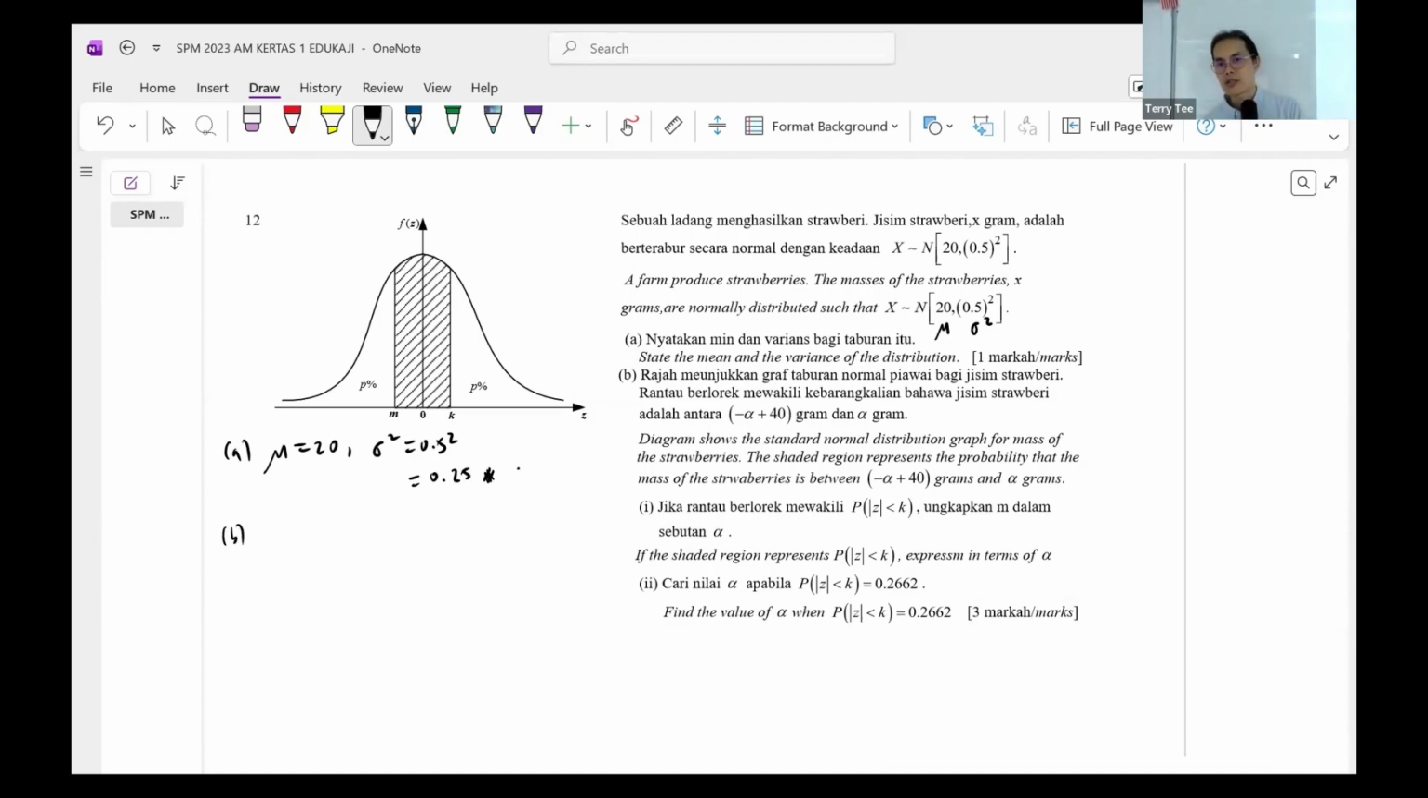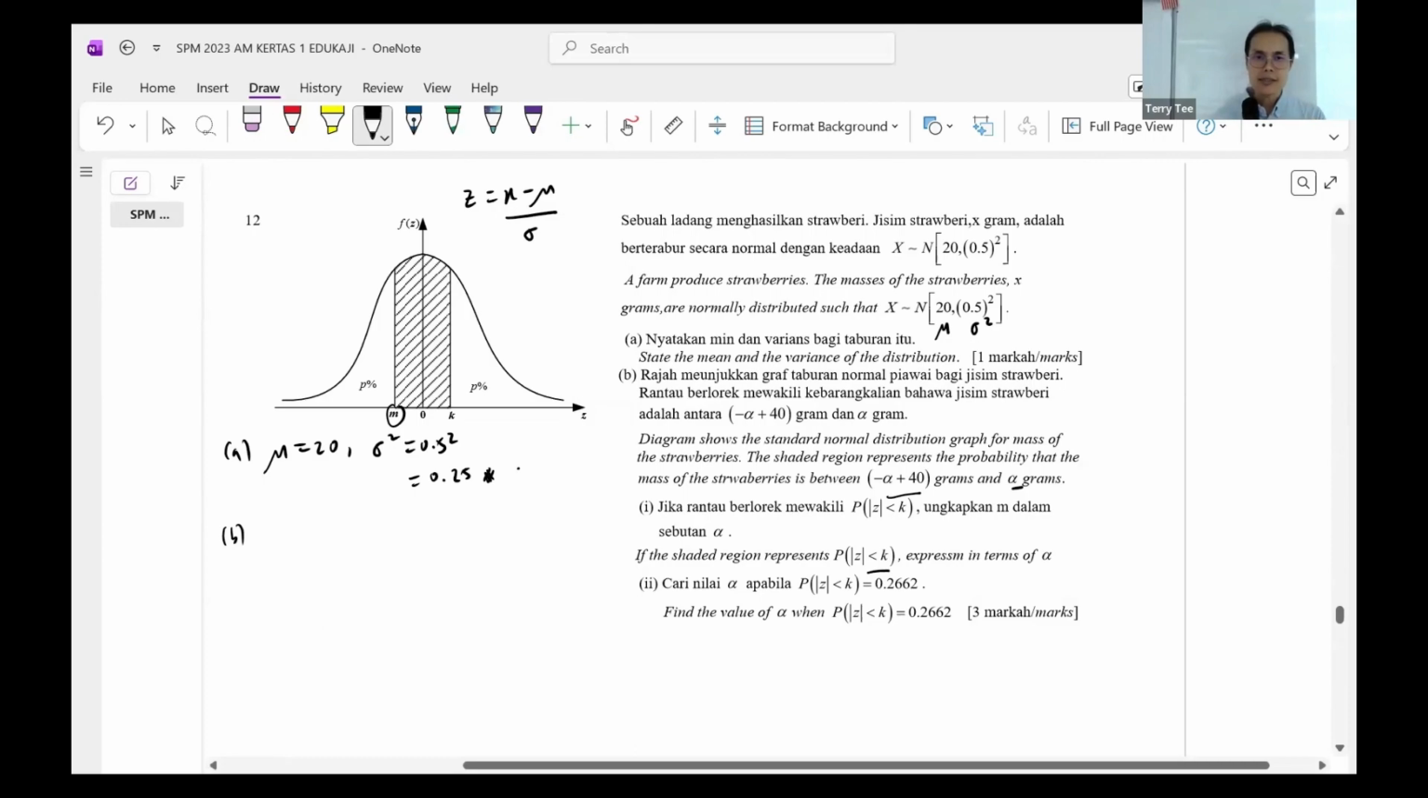Part B, the diagram shows the standard normal distribution graph for the mass of the strawberries. So the shaded region represents the probability that is between minus alpha plus 40 and alpha. They say if the shaded region represents modulus of Z between k, express m in terms of alpha. Okay, you want m. Remember, the formula for standardization is this: Z equals X minus mu over sigma. Z is after you standardize. This is the graph of Z. It's what we call a standard normal distribution, right?